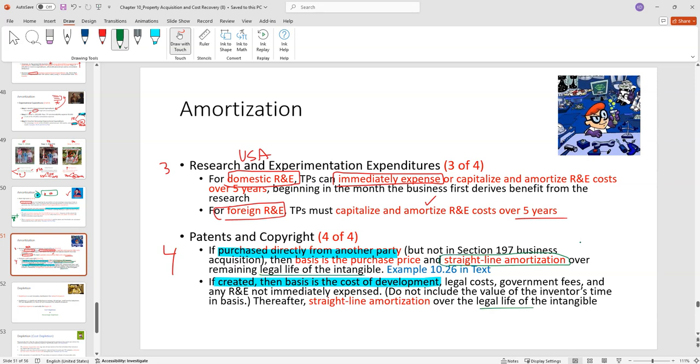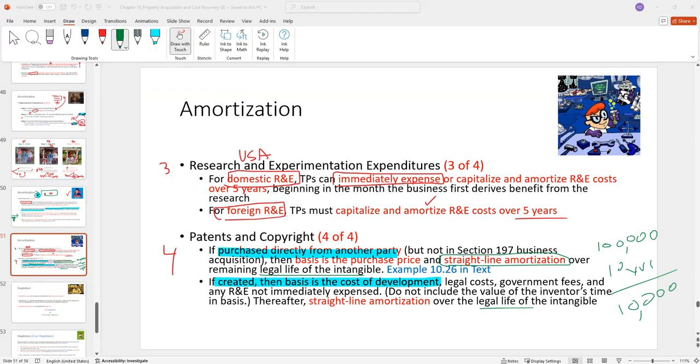So basically, maybe we bought this patent for $100,000. Let's say it has 10 years left before the patent expires. Then we would take $10,000 a year. This is the one time where we don't do 5 years or 180 months. Instead, the framework there is the legal life of the patent.